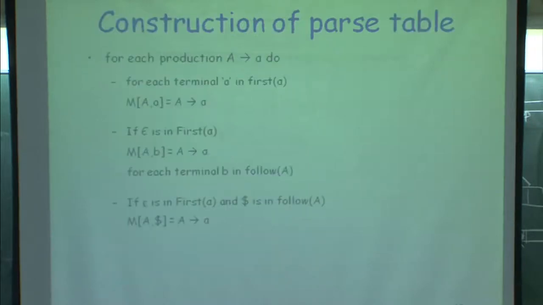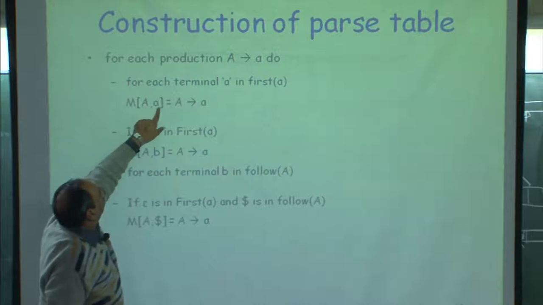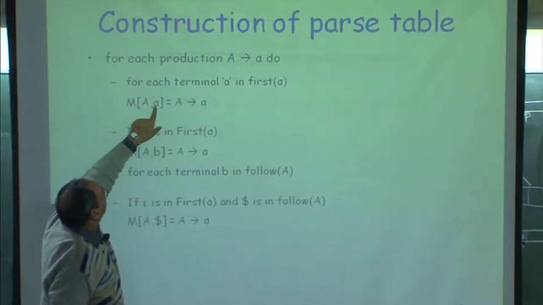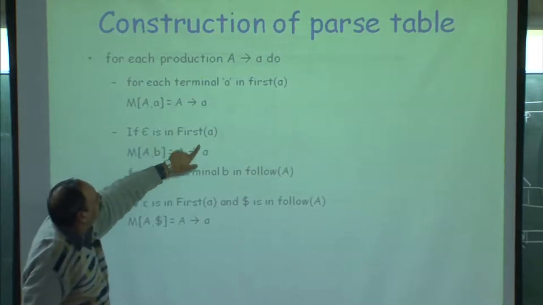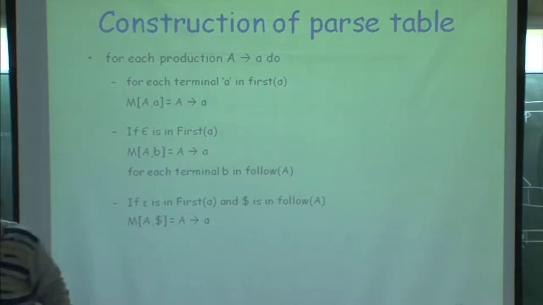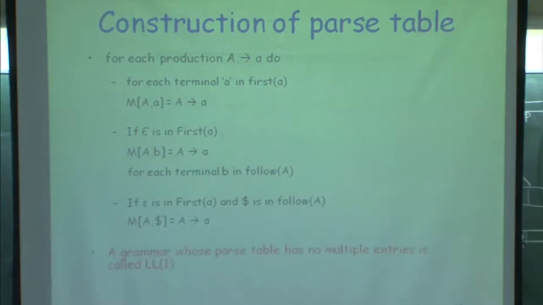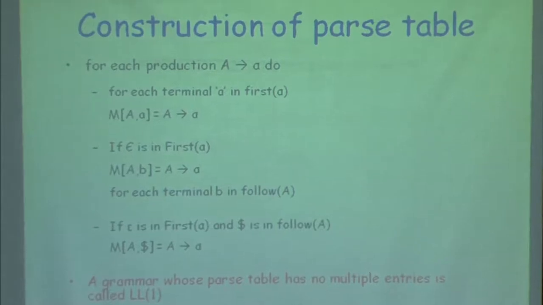And once we have these follow sets, we construct the parse table. And what do we say? For all rules of the form A goes to alpha, if a is in first of alpha, then I'm going to include the rule in that entry. And if epsilon is in first of alpha, then for all symbols b in follow of A, I'm going to include the rule there. Okay? And any grammar which has a parse table without any multiple entries is also called an LL1 grammar. So in this case, my lookahead is 1.